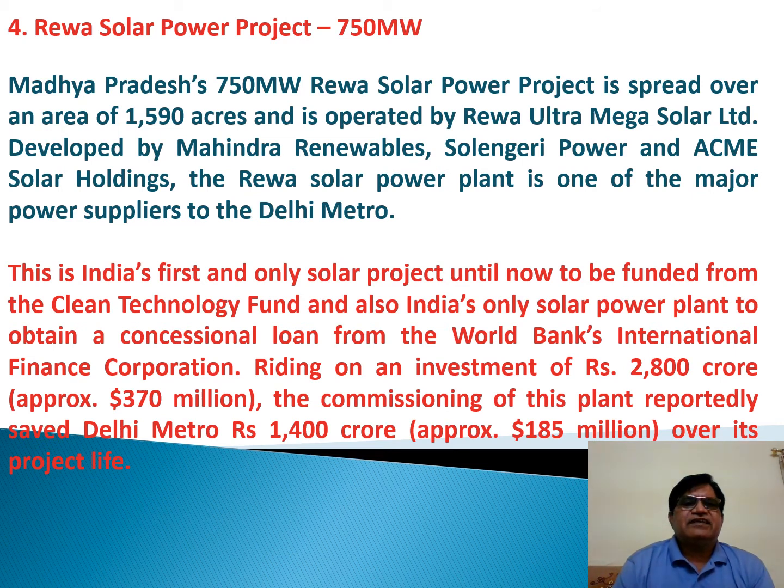The fourth one is the Riva solar power project. It has a capacity of 750 megawatt. It's situated in Madhya Pradesh, Riva district.